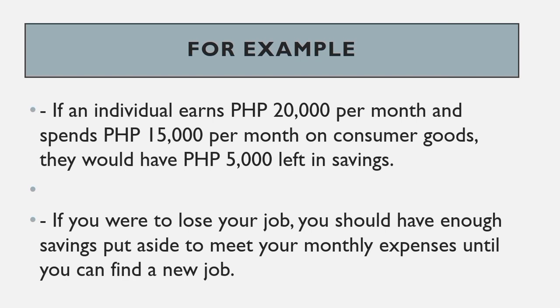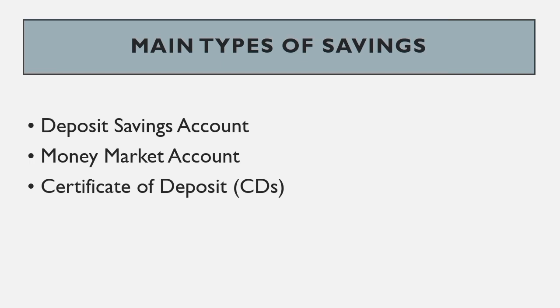And then, if you were to lose your job, you should have enough savings put aside to meet your monthly expenses until you can find a new job. So, here are the main types of savings. Although there are a lot of types of savings, we just list three of the most common: savings account, money market account, and certificates of deposit or CDs.